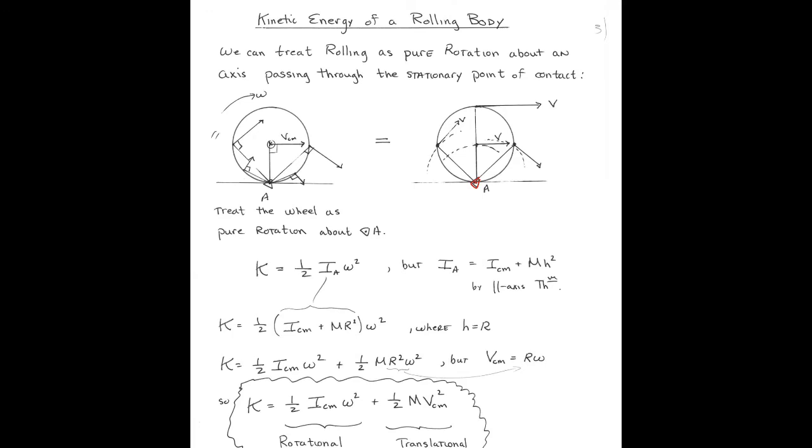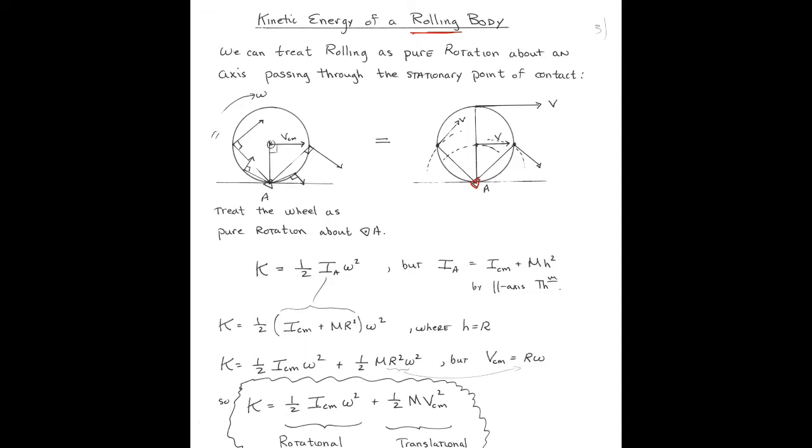Okay, so we covered rolling. All right, now I want to look at the kinetic energy of a rolling body. Now remember, we saw that rolling was a linear combination of pure translation of the center of mass plus pure rotation about the center of mass.